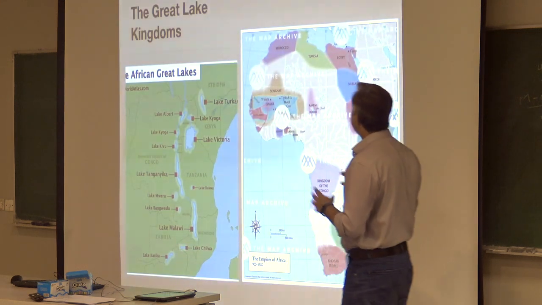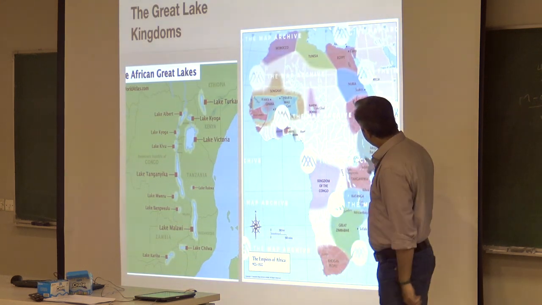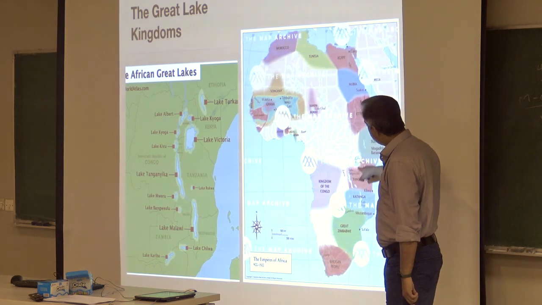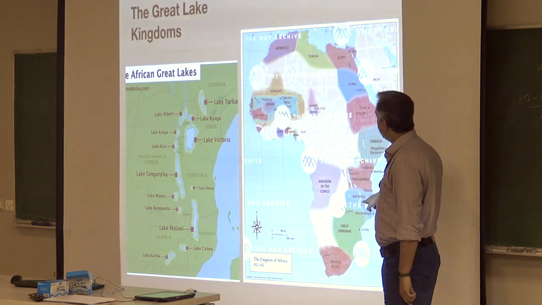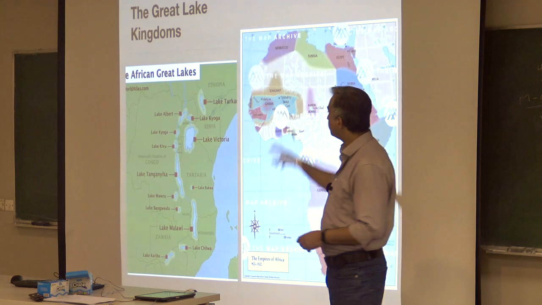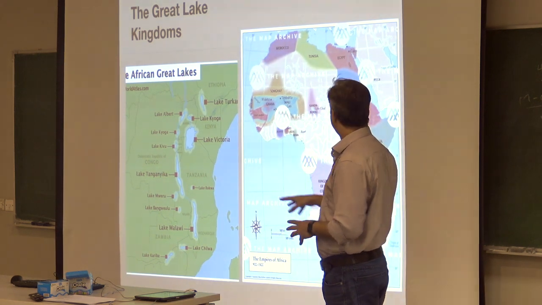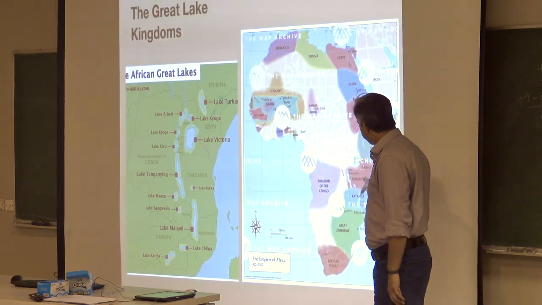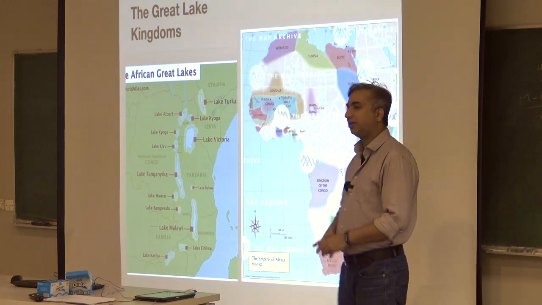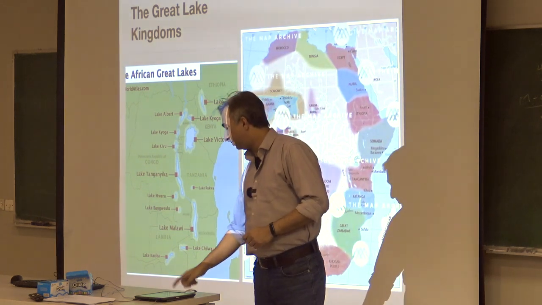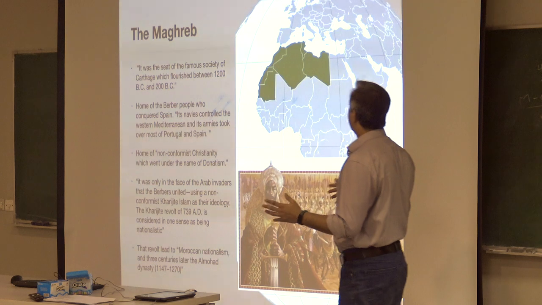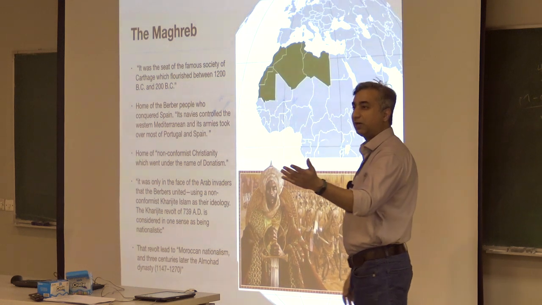Then there were great kingdoms in the Great Lakes. Here is the region of the Great Lakes of Africa. And you can see that there were several kingdoms around this area. Some of them are named here, etc. So there were many kingdoms here as well. And the Maghrib, of course, you know what the word Maghrib means.